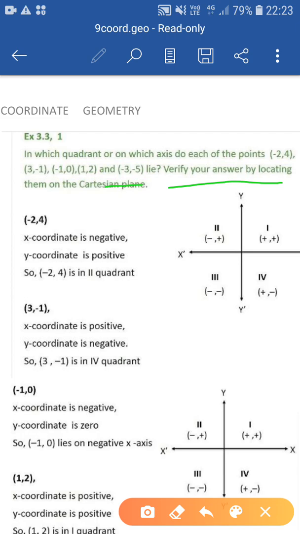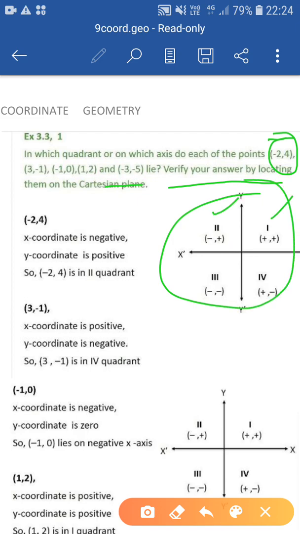Now see, if we are given some points, by merely looking at the points can we tell in which quadrant a particular point lies? Yes, it is possible by looking at the sign of the abscissa and the ordinate, that is the first coordinate and the second coordinate. So we know that this is our quadrant system. Here this is the first quadrant, this is the second quadrant, this is the third quadrant, and this is the fourth quadrant.